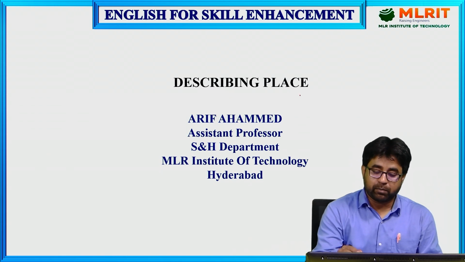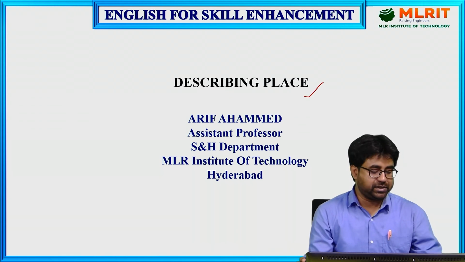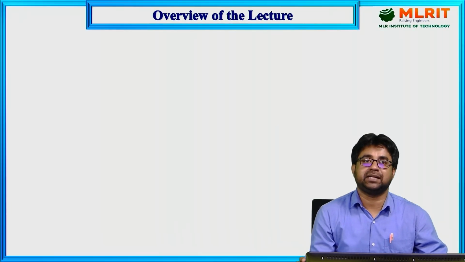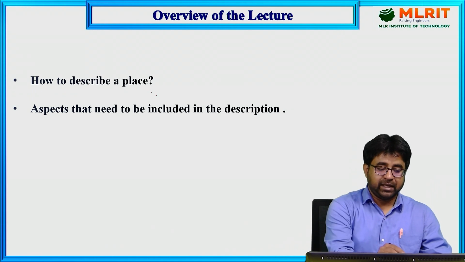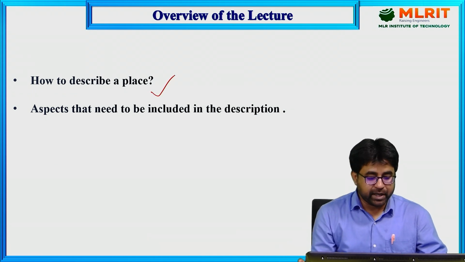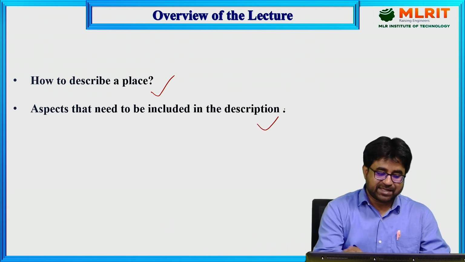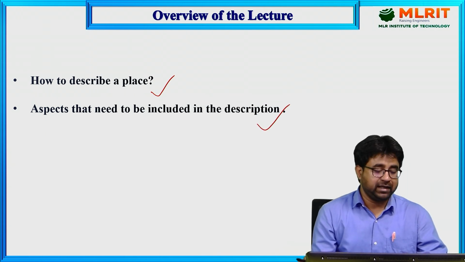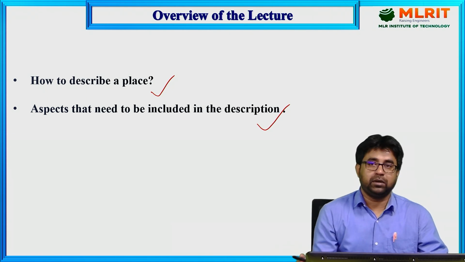Today I will be talking about how to describe a place. That is the topic for today's lecture. Now let's see the overview of today's lecture. What are the aspects that I am going to cover? The first thing is how to describe a place, right? And then the aspects that need to be included in the description. There are certain things that must be included in a description of a place, so I will be talking about them.